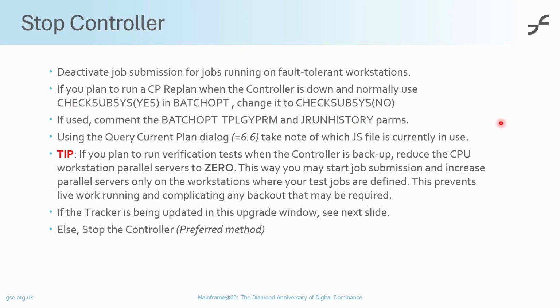And before stopping the controller, go to 6.6.2, the query current plan dialog, and take note of which is the JS file currently used. It could be JS1 or JS2. You need to take note because we will have to use this file later.